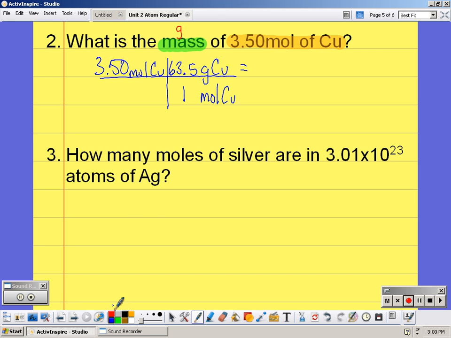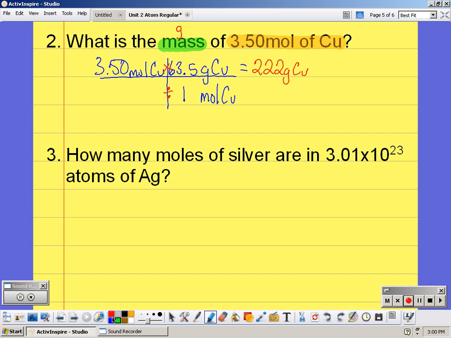So we would say 3.5 times 63.5 divided by 1. We want 3 significant figures based on our given, so we would have 222 grams of copper.